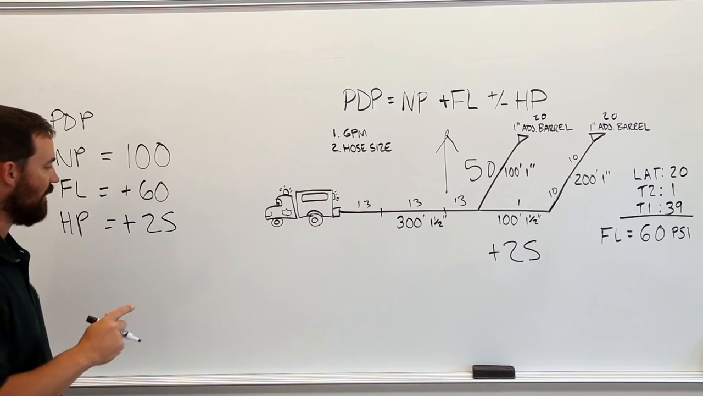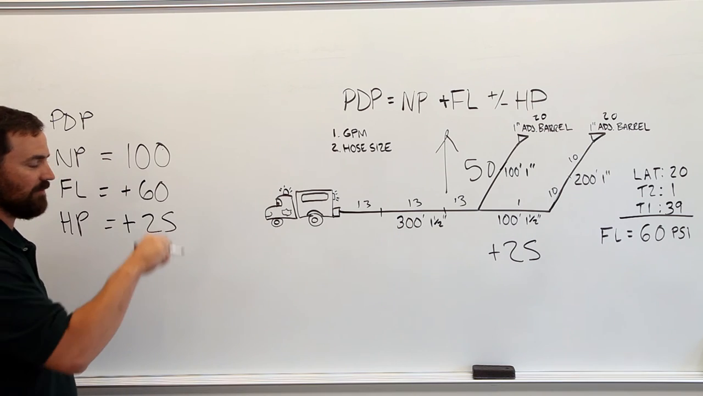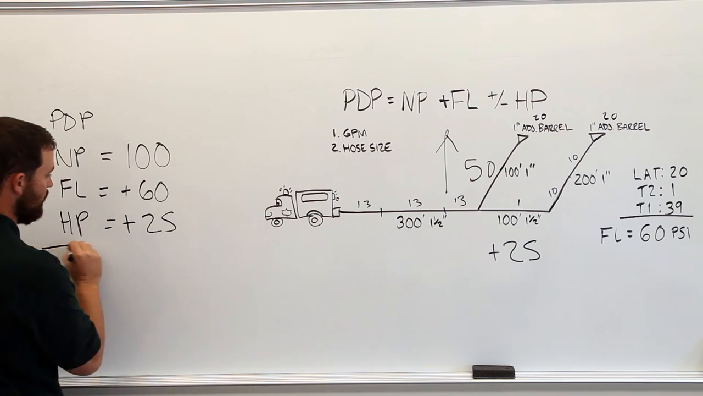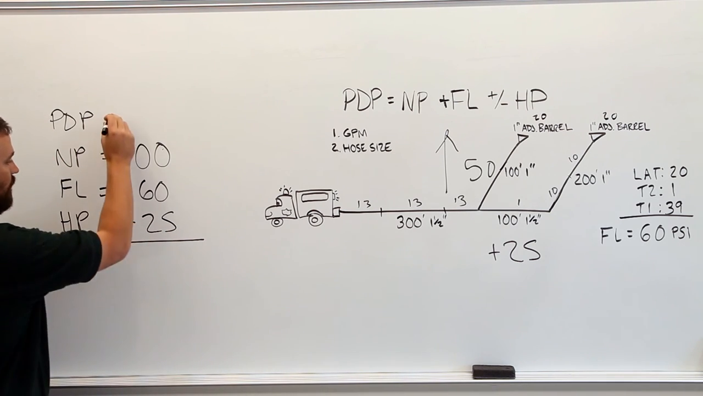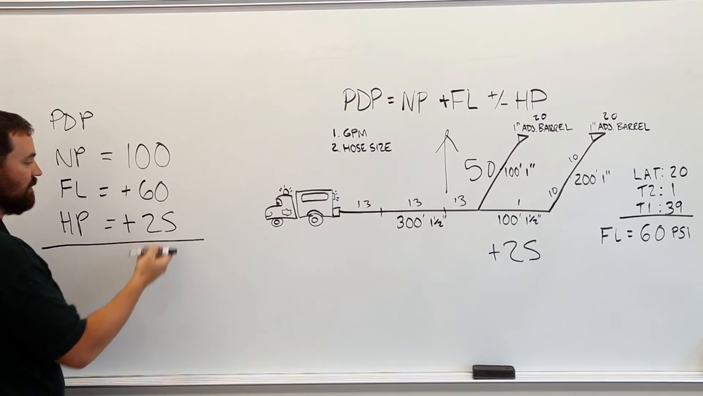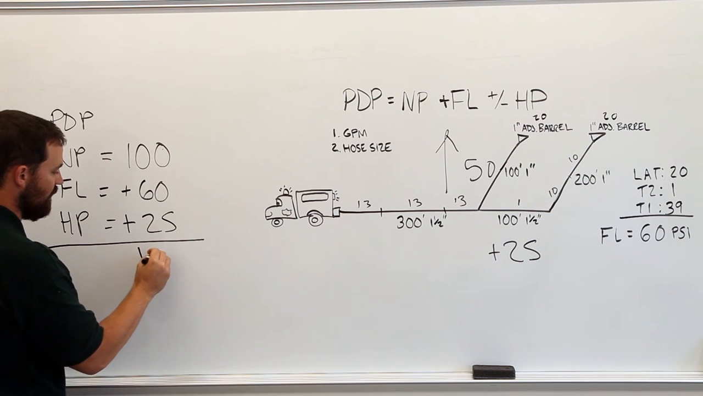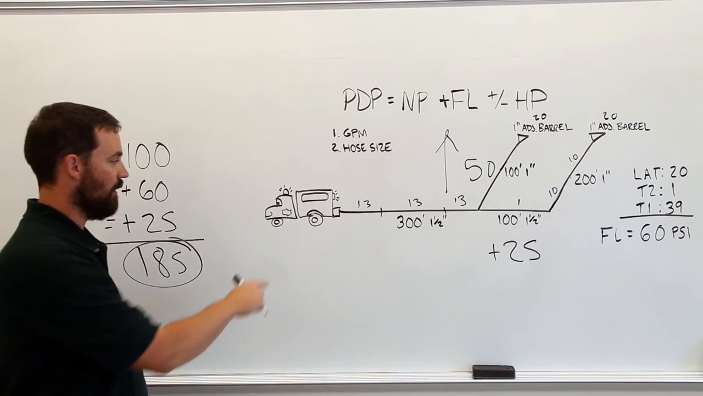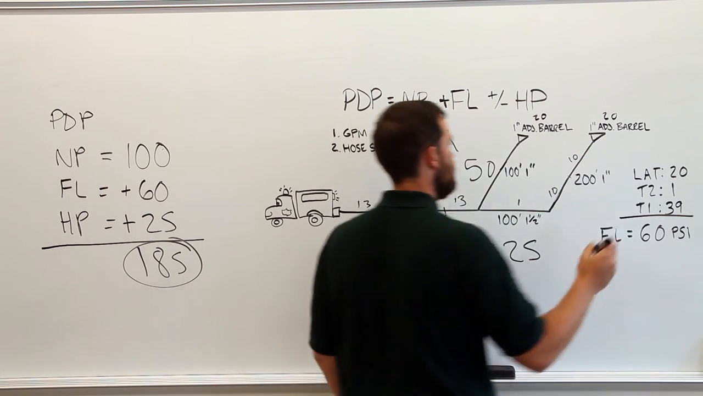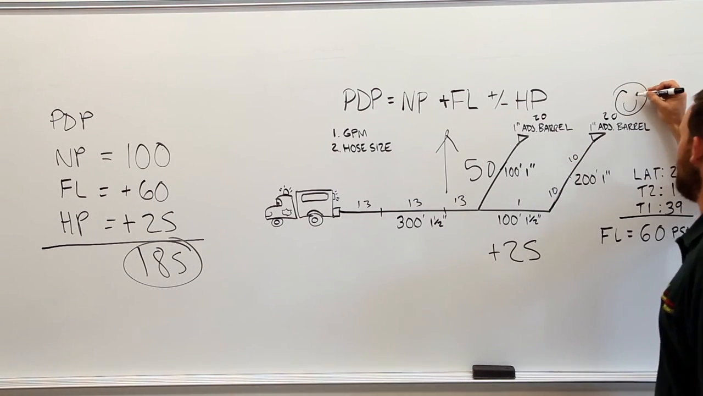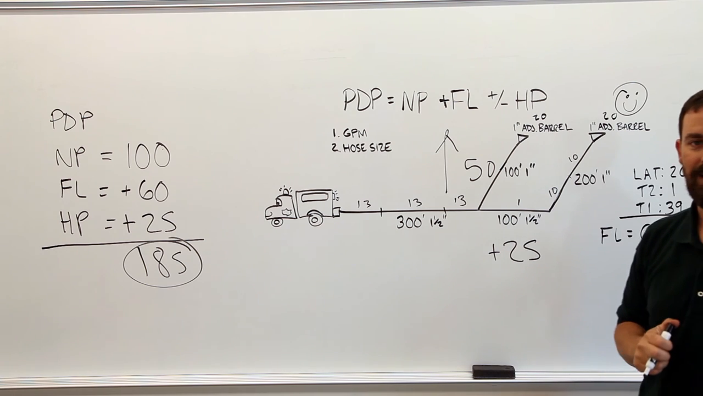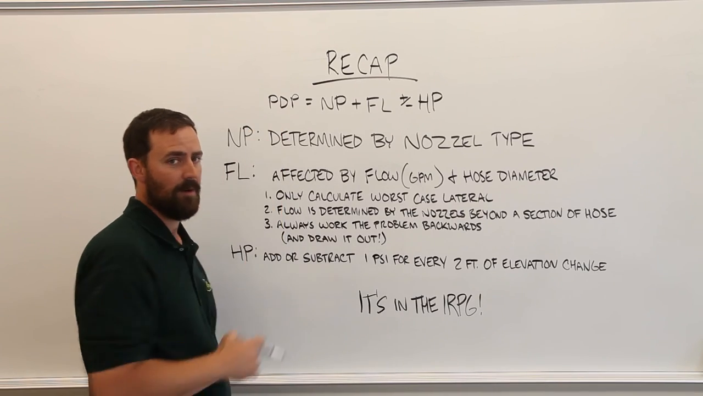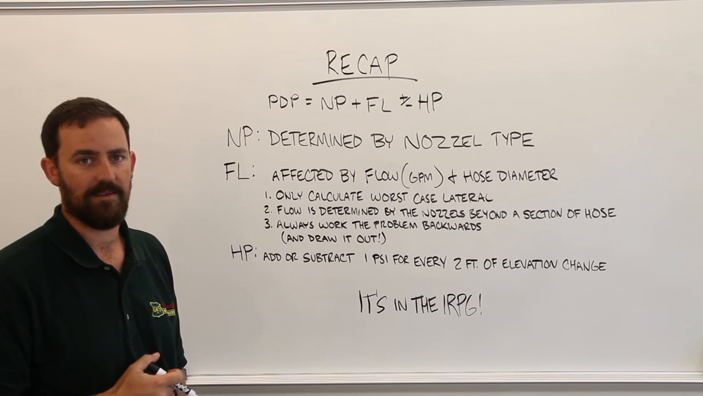Now as you write this out, what messes a lot of people up is if it's going downhill, they'll forget to put a minus sign here. But just remember, we're adding all this together. So our pump discharge pressure is 100 plus 60 plus 25, or 185 PSI that we're going to pump at our truck to ensure that we have happy firefighters at the end of our hose lay. And it's just that easy. That's the pump discharge pressure that we need to deliver.